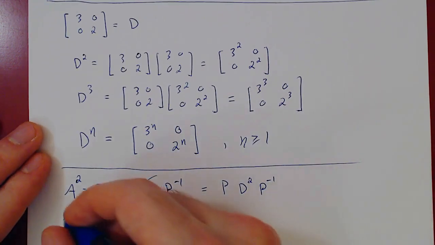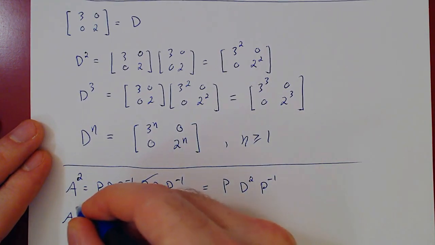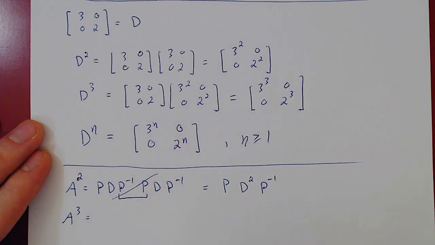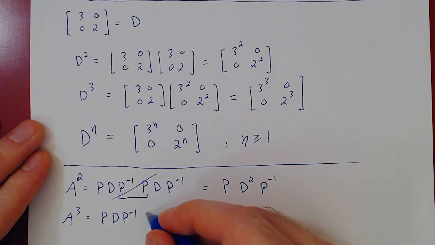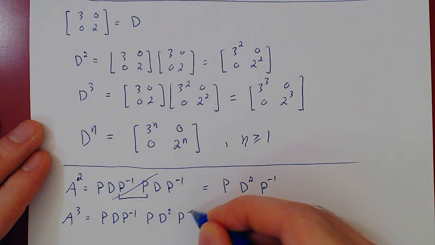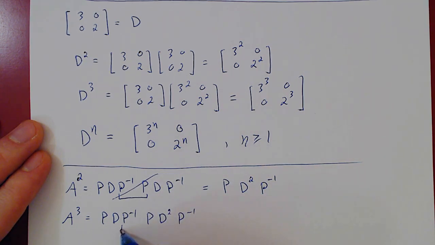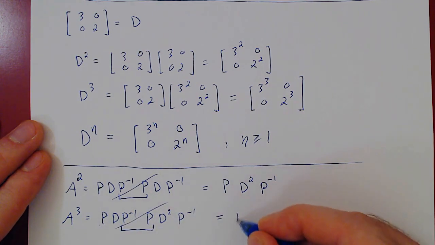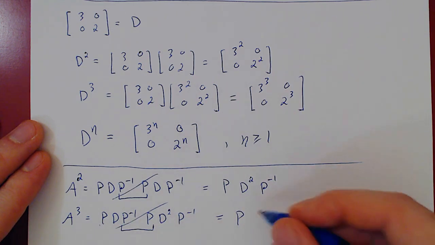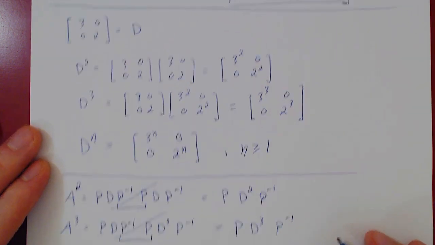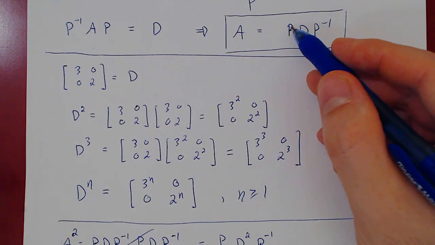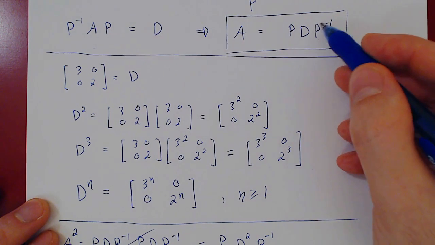What about A cubed? Well, it would be A times A squared. A was P D P inverse times A squared, P D squared P inverse. Once again, in the middle, P inverse times P is I. This will cancel, and you'll be left with P D D squared, which is D cubed, P inverse. So you see that A cubed is P D cubed P inverse.